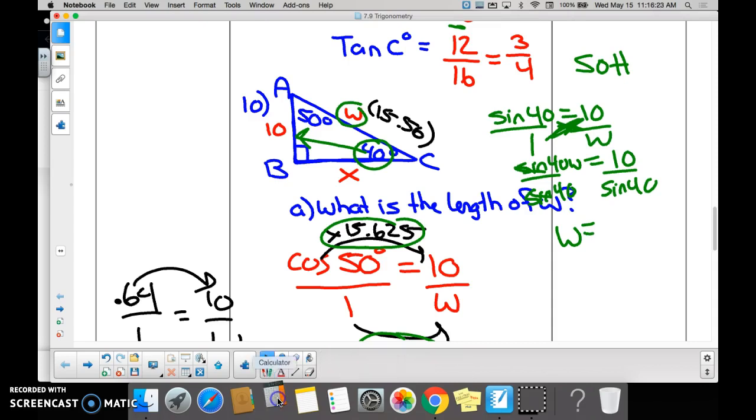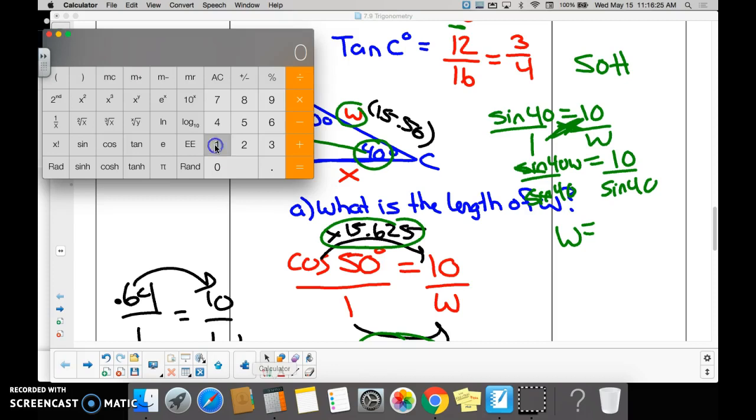So W equals, this is the hardest part, I think. W equals, pull out your calculator. We're going to take 10, and we're going to divide by sine of 40, and then we hit sine. Is that the answer? No. We have to hit equals, and we get 15.56, which is what we said the answer was.